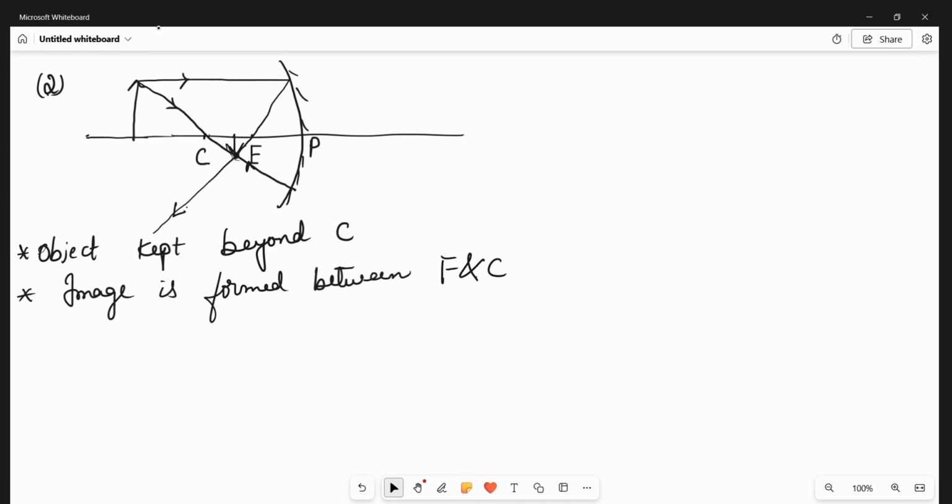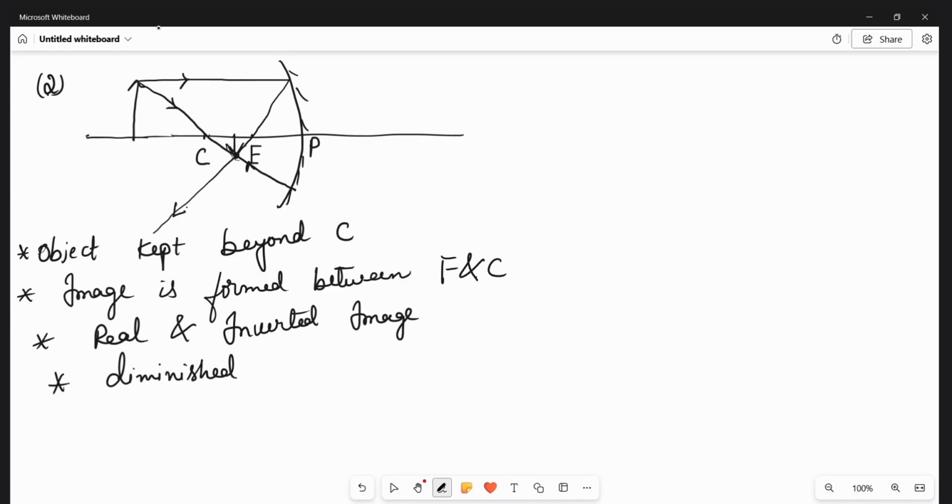See, this portion of the mirror, this is the front of the mirror, right? Here whatever image is formed, we can get it on the screen, right? So it is a real and inverted image. It is a diminished image.